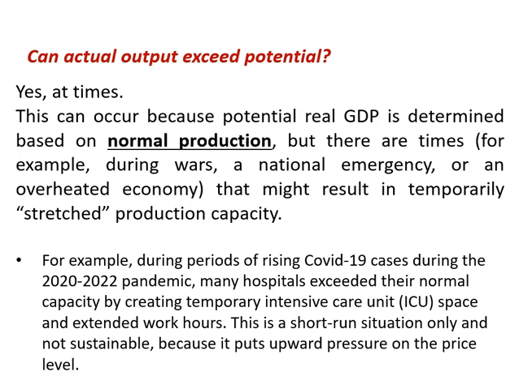Yes, at times, as we have just seen. This can occur because potential real GDP is determined based on normal production. But there are times, for example, during wars, a national emergency, or an overheated economy, that might result in temporarily stretched production capacity. A recent example of a national emergency that may be fresh in your mind is during periods of rising COVID-19 cases during the 2020 to 2022 pandemic, when many hospitals exceeded their normal capacity by creating temporary intensive care unit, or ICU, space and extended work hours.